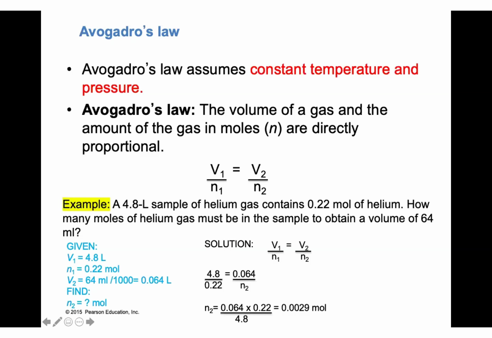So pay attention, guys. What I did here: because my given number was in liters, I decided to do the same for the other one, because it was in milliliters. I converted it to liters. So I put here 0.064 liter, guys. Make sure the two sides have the same unit. If your V1 is in liters, make sure your V2 is in liters.